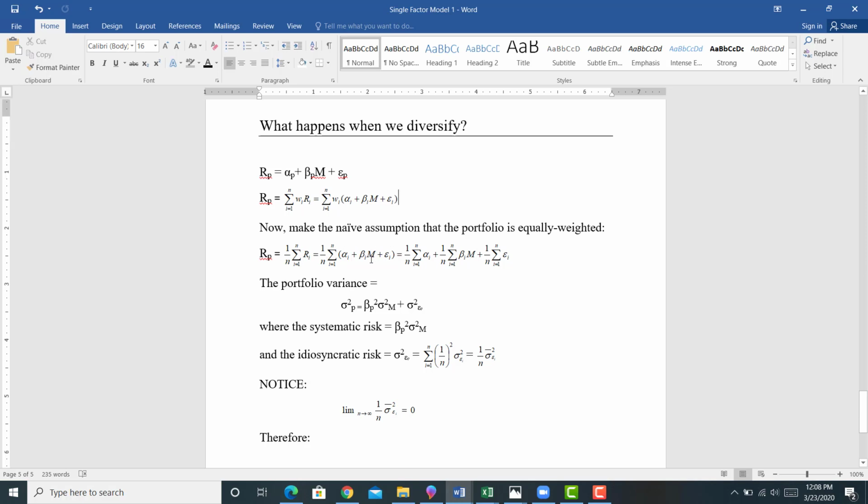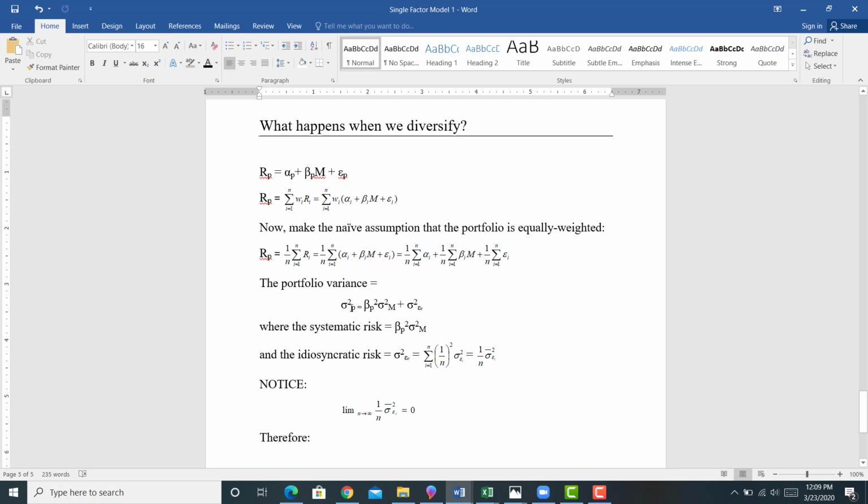And then I'm going to do the same thing on the right-hand side of the equation. I'm left with the alpha for the portfolio is just equal to the equally weighted average alpha of each asset in that portfolio. The beta of the portfolio is just equal to the equally weighted average of the betas. And then, of course, that's multiplied by the systematic risk event. And then the error term here, which is my idiosyncratic risk, is just equal to the equally weighted average of the error terms.